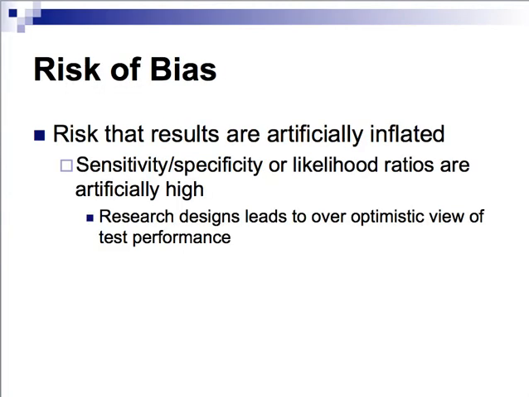And in particular, it's interested in determining the risk of bias due to problems with validity or the methods of the study. And understand that in this particular case, what we mean by bias is that the results will actually artificially inflate the sensitivity, specificity, or likelihood ratios associated with the study, suggesting that the study performs better at ruling in and out the condition than it actually does in clinic practice.